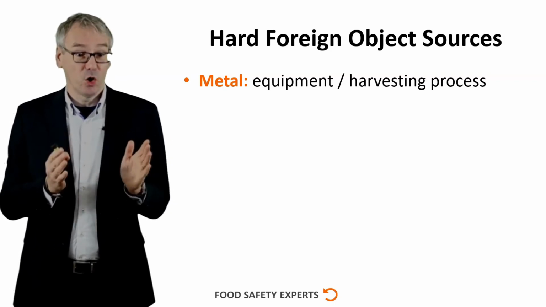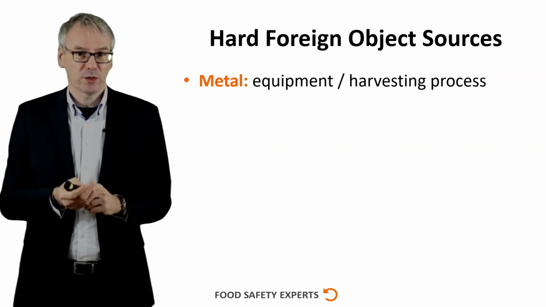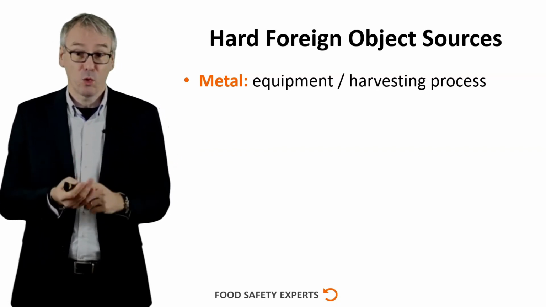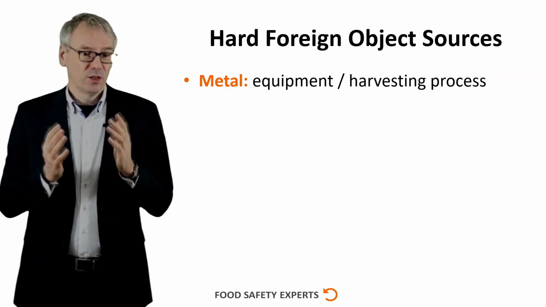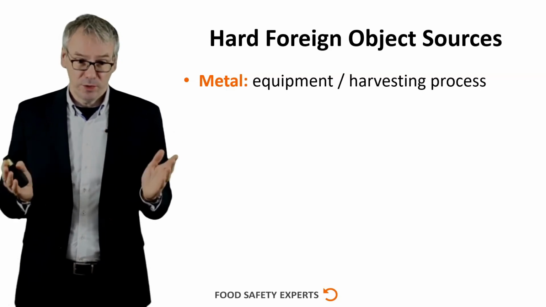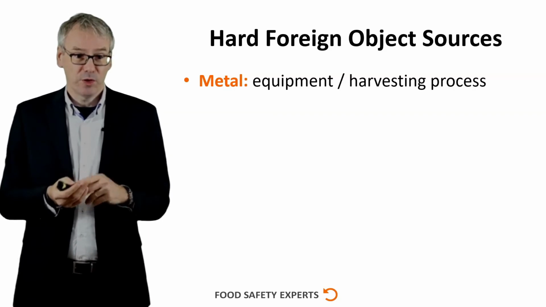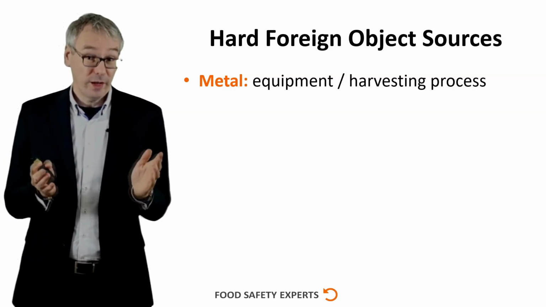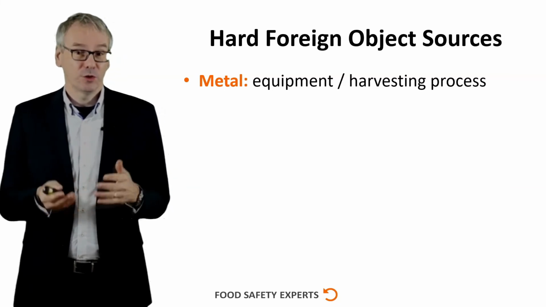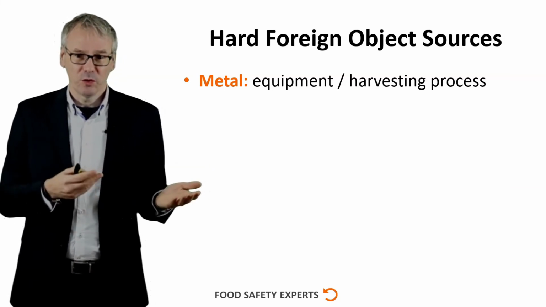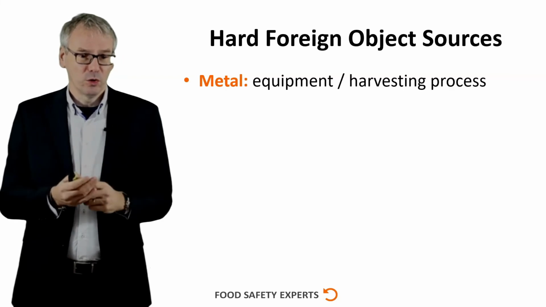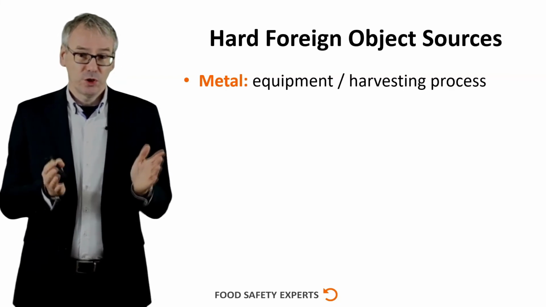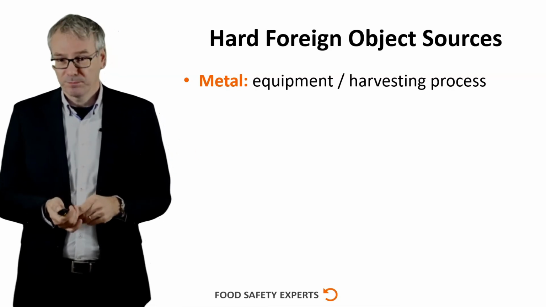And that actually goes for most of the foreign objects, because if you really look into the fields, if you work with raw agricultural commodities, you will find almost anything. And literally we've seen anything going from plastic to glass to wood, even to full hand grenades that we found in products coming from the fields. So those are included always, I would say, with harvesting. But metal usually is coming from your equipment.